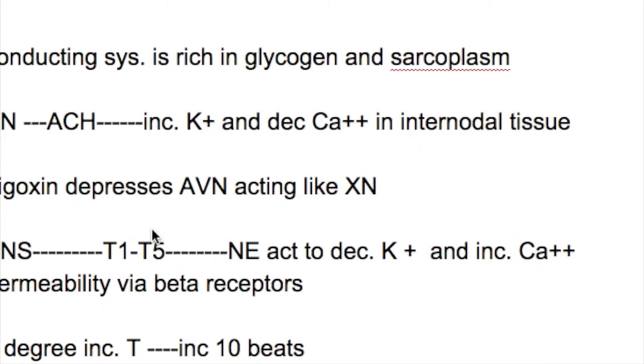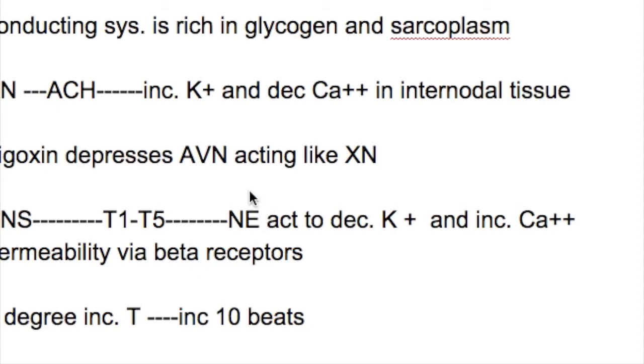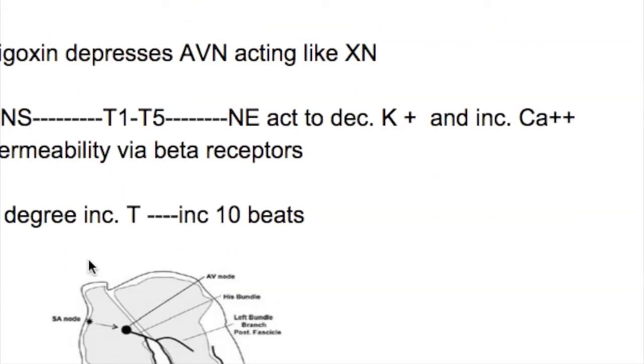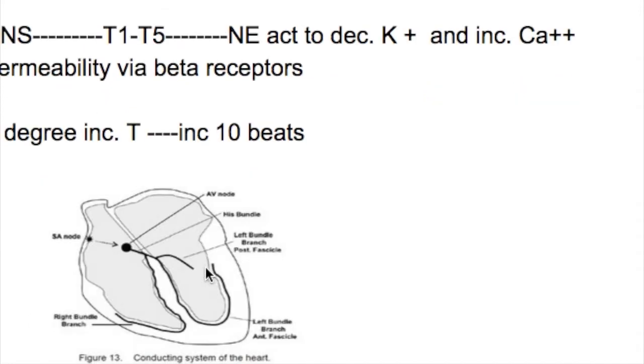So how does the sympathetic nervous system act? It releases noradrenaline that acts to decrease potassium and increase the calcium permeability via the beta receptor. What is the relationship of temperature with the heart rate? 1 degree increase in temperature increases the heartbeat by 10.